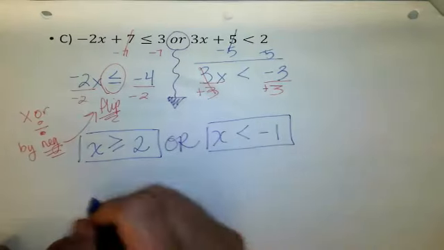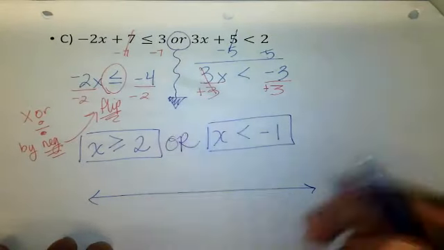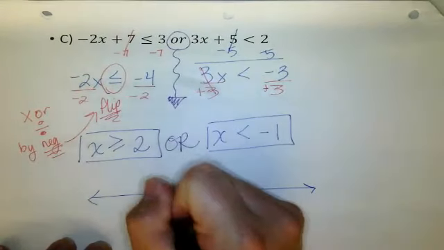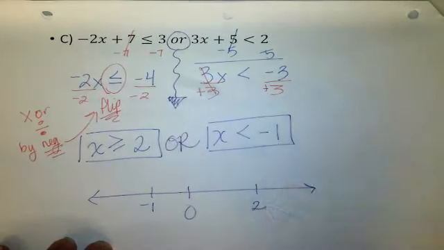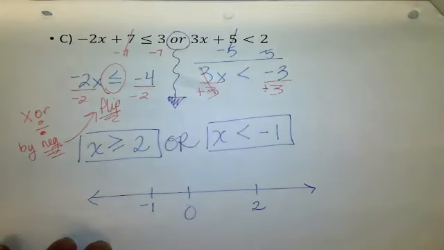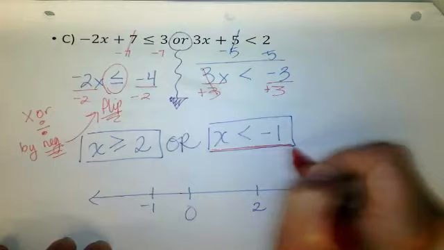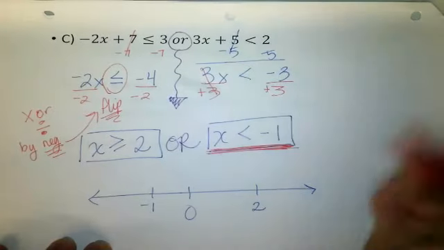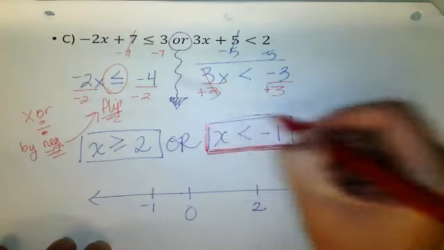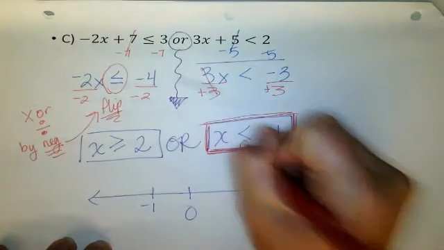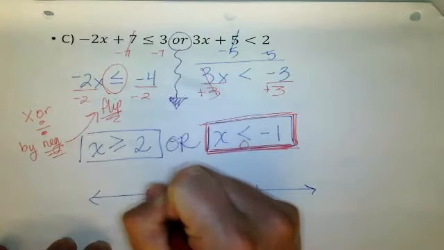I'm going to graph it. Of course, I want to have a 0 marked. What are the other numbers I'm interested in? 2 and negative 1. So I'm going to put negative 1 on the left, a 2 on the right. And let's see, at the negative 1, what kind of dot should I use? Open or closed dot? Open dot. Open circle. Good.